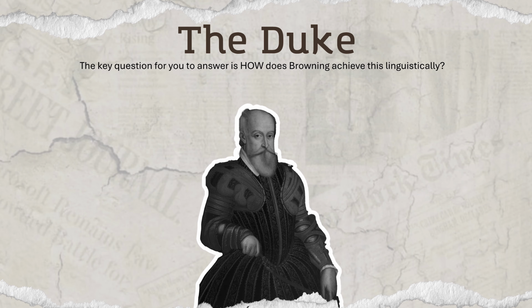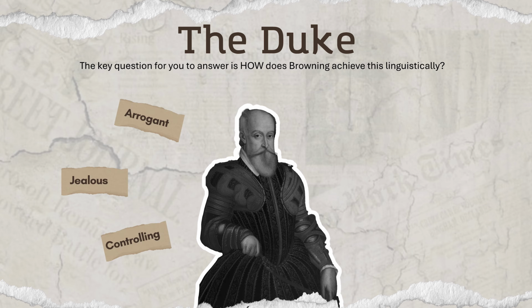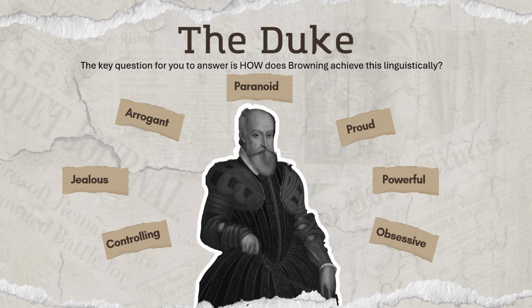I'm sure you already have some opinions about the Duke's character, but here are some possible descriptions. He could be controlling, jealous, arrogant, paranoid, proud, powerful, obsessive. All possible descriptions. But the key question for you to answer is how? How does Browning achieve this linguistically?